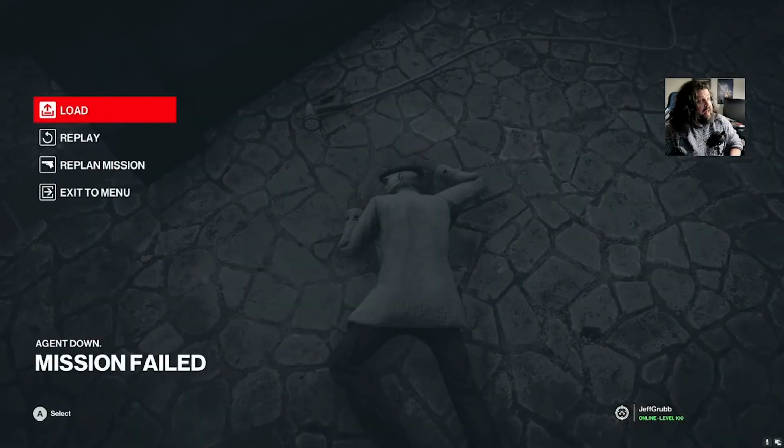And that is Hitman 3's Dartmoor murder mystery stage.